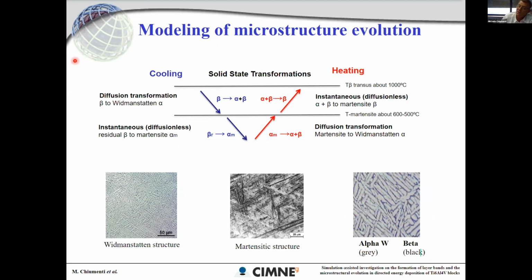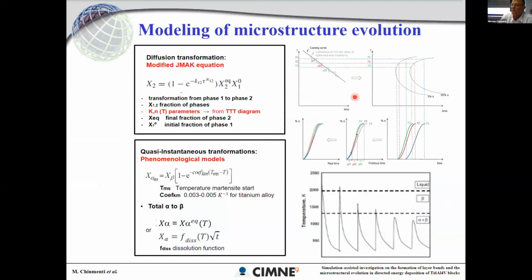And this is in cooling, but because of the repeated cooling and heating cycle, you have also to take into account the heating transformation. So you have a diffusion transformation from the martensite to the alpha plus beta, and the instantaneous transformation alpha plus beta to beta. So typically, we need to integrate four kinds of transformation.